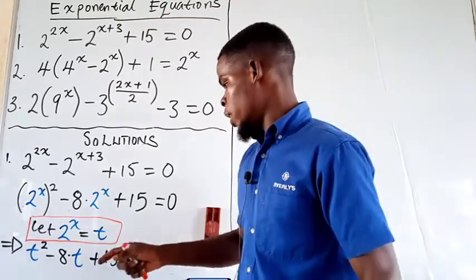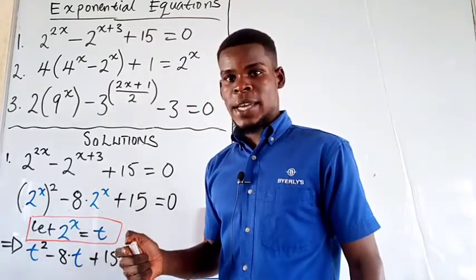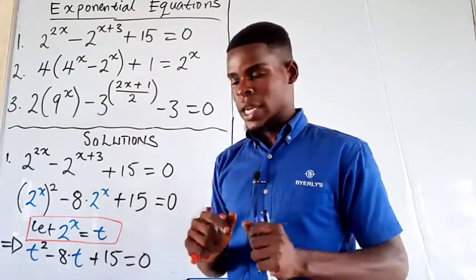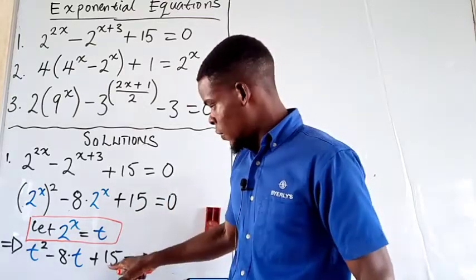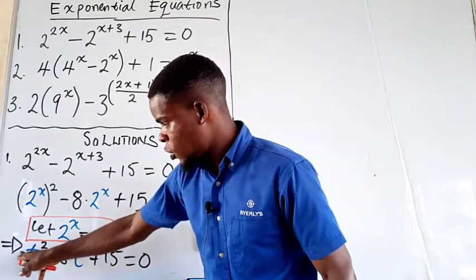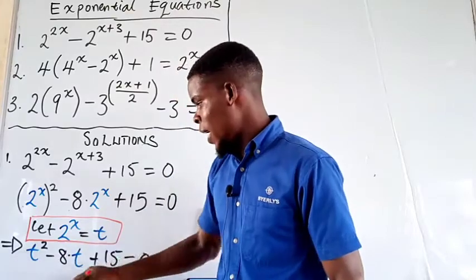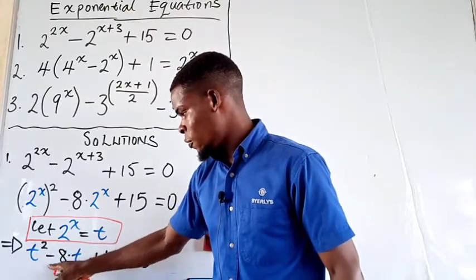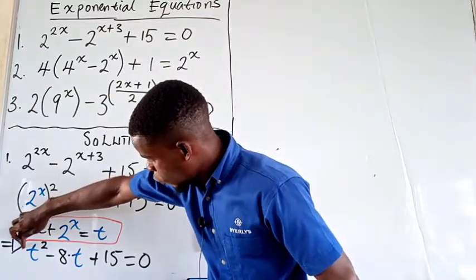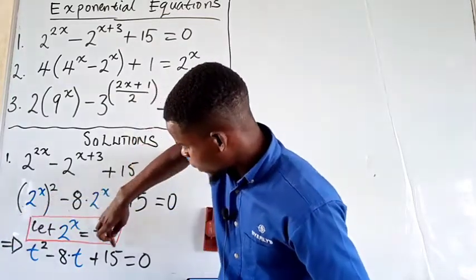Well, if we take negative 5 and negative 3, we are seeking two numbers which, when we multiply, we get this 15, that is, 15 times the coefficient of t squared, which is 1. And when we add them together, we get the coefficient of t, which is negative 8.